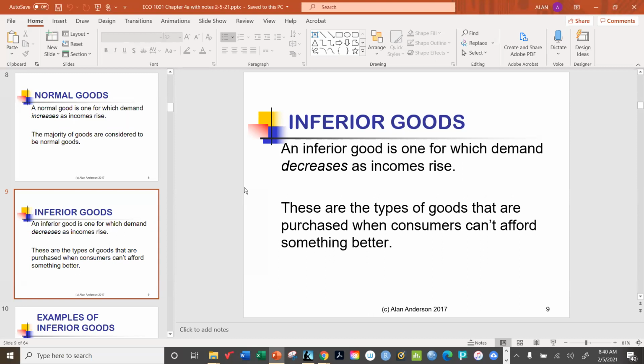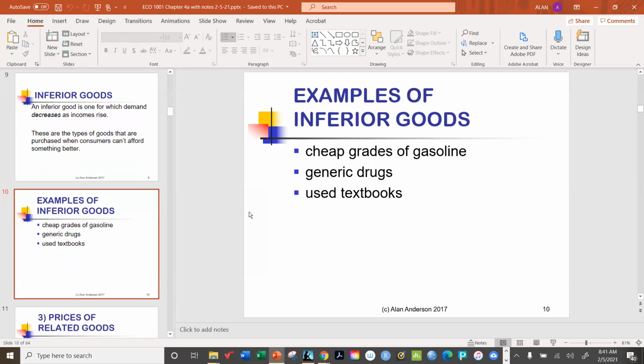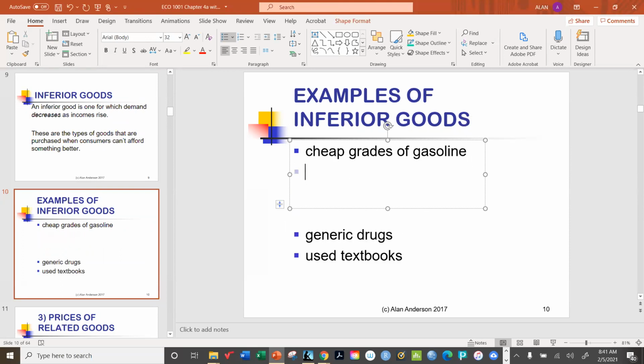When you see a couple of these, I think you'll think of some other examples of your own. But we can say, for example, that how about cheap grades of gas? Now, when you pull up to the pump, you know that there's different grades of gas. Specifically, if you've ever looked very carefully, there are numbers associated with the different grades of gas. They're typically 87, 89, and let's say 91.